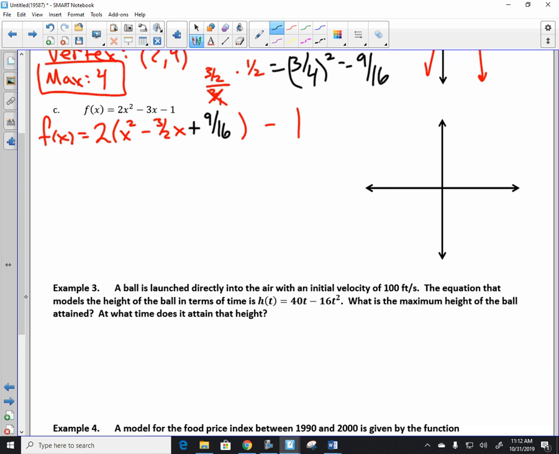Good question. I have to maintain a net change of 0. What is 2 times 9/16? 18/16 or 9/8. So we want to have a net change of 0. What will you do? Subtract 9/8.